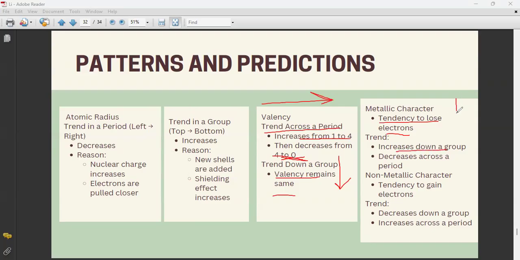The metallic character, which means the tendency to lose electrons, will increase down the group and decrease across the period. And non-metallic character means the tendency to gain electrons. That's why non-metallic elements are also called electronegative elements. So what trend do we see here? It will decrease down the group and increase across a period. That is the tendency to gain electrons.